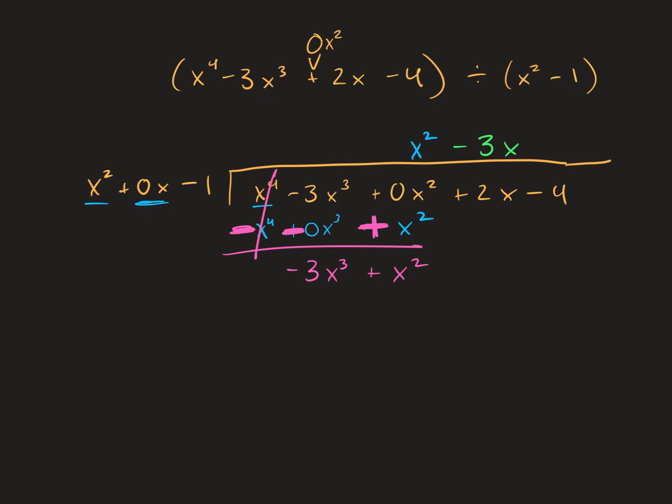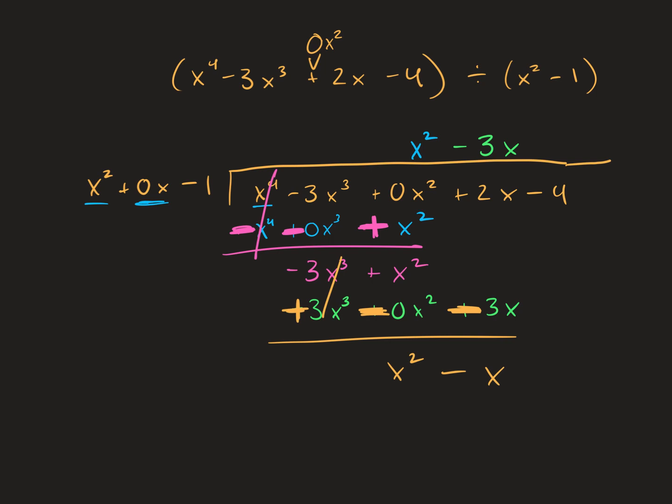Negative 3x times everything on the outside would be negative 3x cubed. Then this would be 0. So you could say plus 0x squared plus 3x. Then we change the signs and combine. 3x cubes cancel. This would be x squared, because 1 plus 0 would just be 1 still. And then minus x.